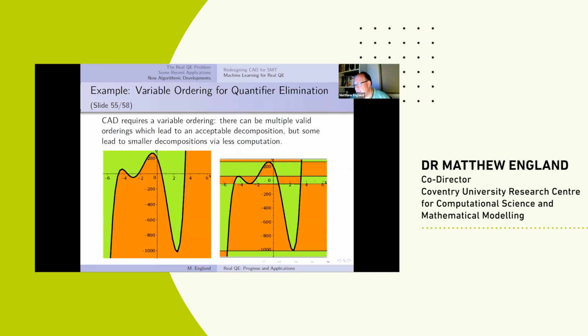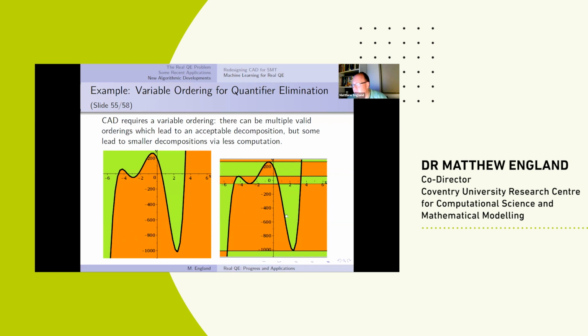And indeed, this CAD, quantifier elimination case study, has such a choice, and you may have spotted it earlier. It's the choice of variable ordering. So we need to pick an order in which to study our variables when we build these decompositions. Here we have the same polynomial, but if I project it onto the horizontal axis, I only have 3 cells, the black line, the orange, and the green. But if I project it onto the y-axis, i.e. I look at the y variable first instead of the x variable, I have way more cells.